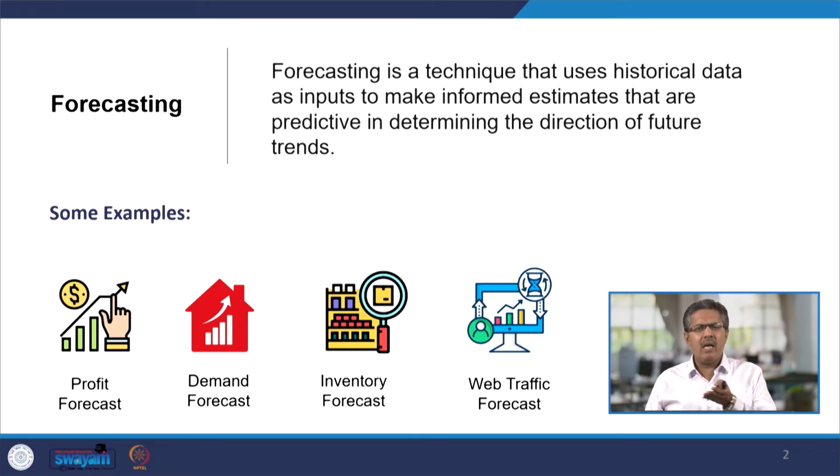So today we will be continuing from where we had left in the last lecture, that is demand forecasting. So the point is, when we talk about forecasting, it is very evident that a wrong forecast can be very dangerous, right? And a proper forecast can be extremely helpful for any company or organization. So what exactly is forecasting? We had said that it is a technique that uses historical data as inputs to make informed estimates that are predictive in determining future trends. So, the past data is used in order to understand the future.